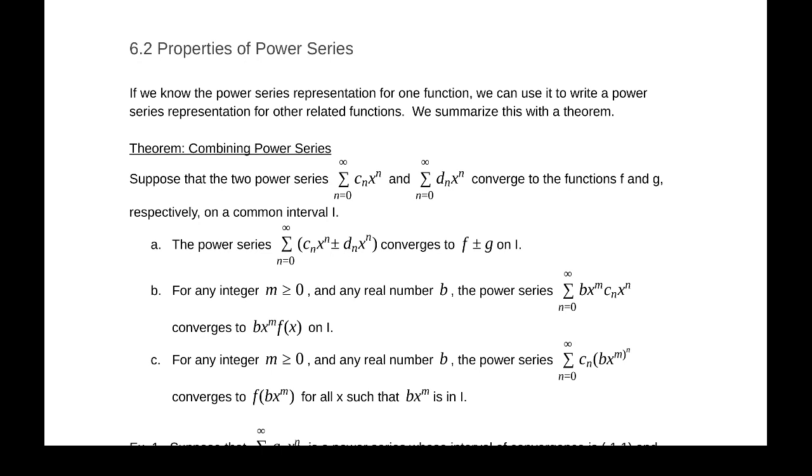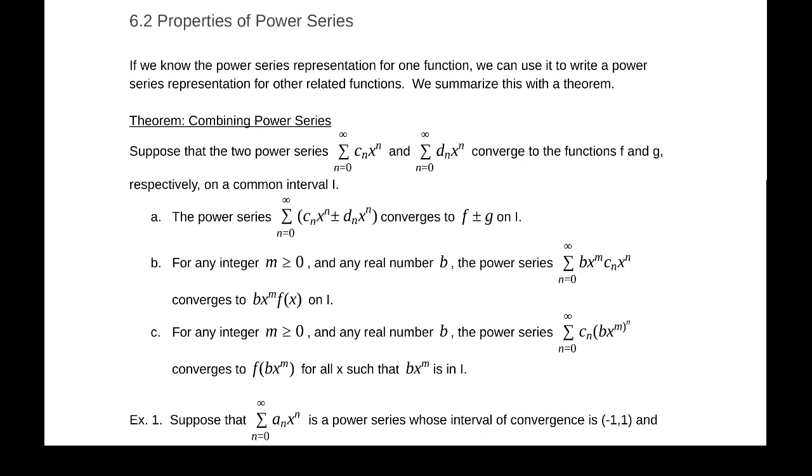Same idea here. If we have two power series, we can sum or take the difference, and we can just sum what they converge to or take the difference of those. That's useful if they converge to those functions respectively on a common interval, wherever they overlap. Part B: we can take a series if we have something multiplied by it. It converges to a related function, b times x to the m, f of x, on that same interval. And then if we compose, in this case a bx to the m in there, then as long as that term is inside that interval, that's good.